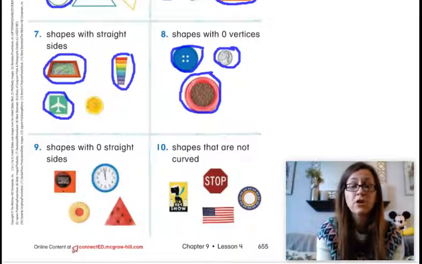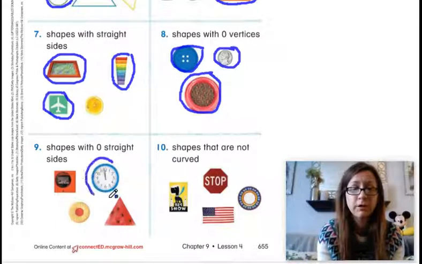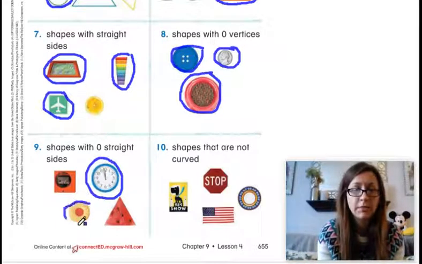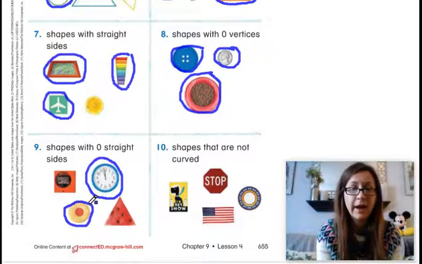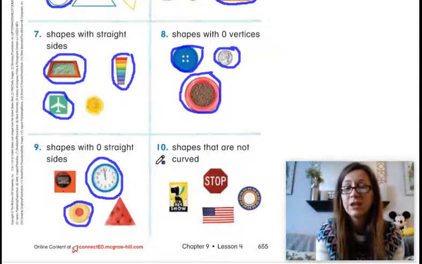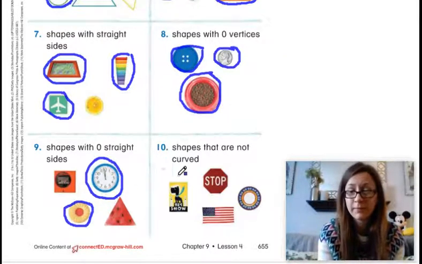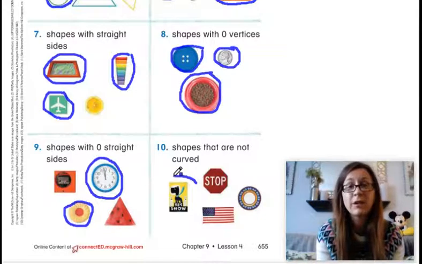Okay, number 9, shapes with 0 straight sides. So there are 2 objects here that do not have straight sides. We have the clock, which is in the shape of a circle. And we have the cookie, that is in the shape of a circle. The other 2 shapes are a triangle and a square, and those do have straight sides. Number 10, shapes that are not curved. So we're going to circle shapes that have straight sides. Remember, the only shape that is curved is a circle.